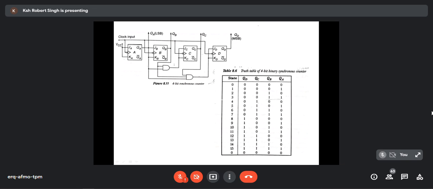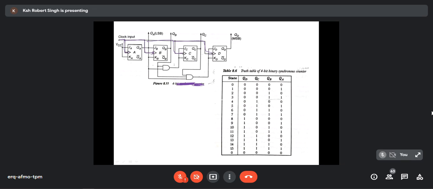Now, I will not take this one, you may be bored. But I will simply ask: is it a synchronous counter or asynchronous counter? Simply, I'm asking, and I will wind up. Synchronous. Why? The clock is given here. Clock is given here. All the clocks are given.